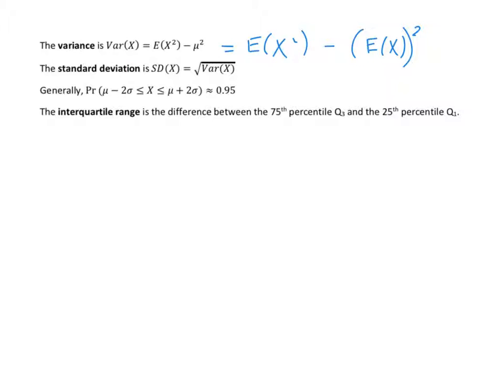The standard deviation is the square root of the variance, and generally 95% of all the values lie within two standard deviations of the mean. The interquartile range is the difference between the 75th percentile Q3 and the 25th percentile Q1.